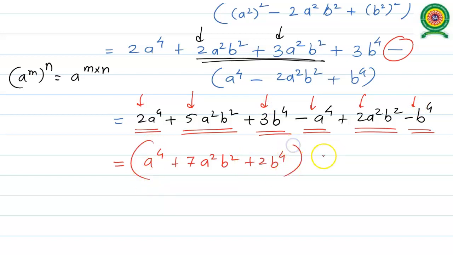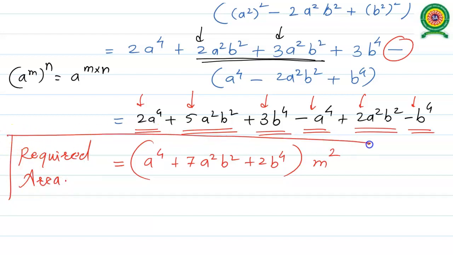So the required area we have now is a raised to 4 plus 7 a square b square plus 2 times b raised to 4, that much meter square. Keep in mind that the area is in terms of meter square since the unit is meter for the length, breadth as well as the side of the square. So that is our required area.